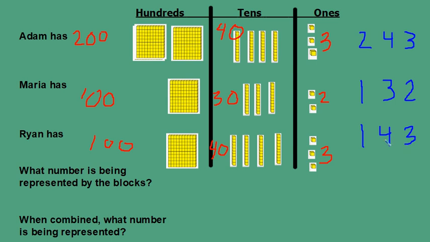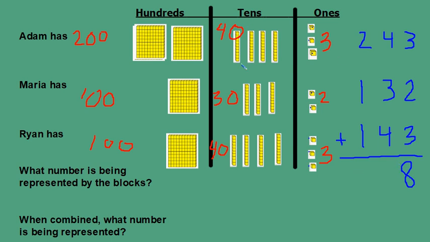Okay, so we've found each friend's amount. Now we're going to add the 3 amounts together. Here's my plus sign. I'm going to draw a line. Always make sure your numbers are lined up correctly. Let's start with the ones place. 3 plus 2 is 5. 5 plus 3 is 8. So all together, there's 8 ones. 1, 2, 3, 4, 5, 6, 7, 8. 8 single cubes combined for 8.